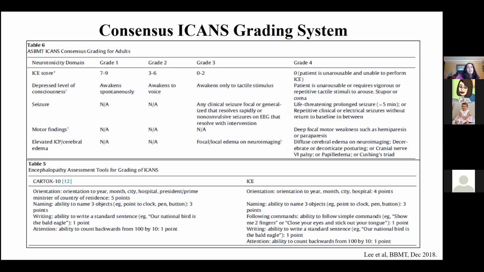So I definitely welcome anybody's opinions on that. But according to this ICANS grading system, grade 1 would be patients that have a slight decrease in their ICE score, 7 to 9. Grade 2 would be those that have a more significant decrease in their ICE score, but still are able to awaken to voice. Grade 3 would be patients become more obtunded. They could develop focal seizures. They could have some focal or local edema on scans of their brain. And then grade 4 is typically patients are unarousable, have an ICE score of 0, or they have life-threatening seizures or more significant symptoms.